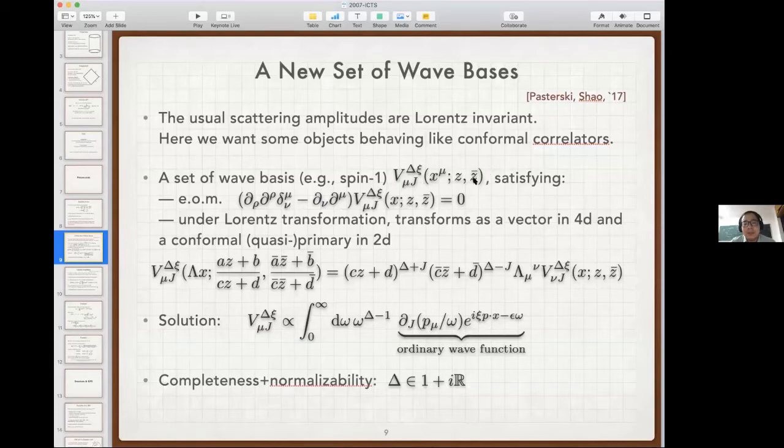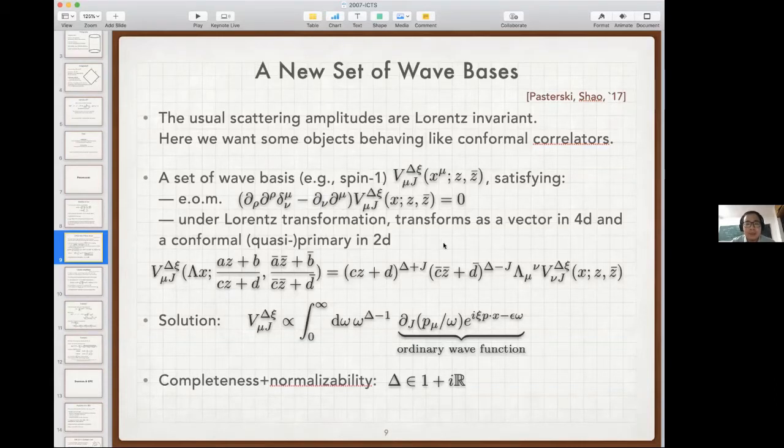And so when we write down this wave function, of course it should satisfy the equations of motion. So this is one constraint. And on the other hand, since we have introduced these labels, we would like these new wave functions to transform nicely under the 2D conformal transformations. So we think about this z and z bar as exactly coordinates in the 2D. And this delta, we would like to treat as a certain conformal dimension, and also this j as a spin that we view in 2D. And so apart from the equation of motion, we would like to impose a new constraint, in other words, the conformal transformations in the 2D. So it should transform like some conformal quasi-primaries, okay?